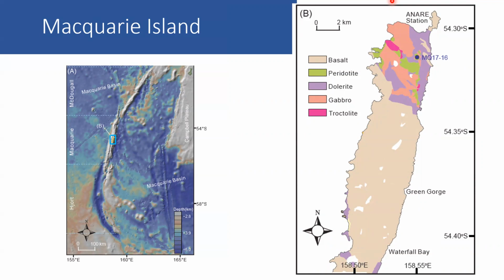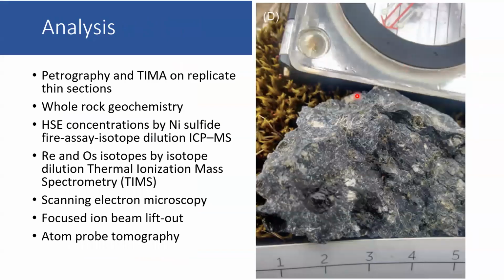It's conveniently tilted so that we have the lower ocean crust towards the north of the island and a load of basalts towards the south, and I collected some peridotites from the north. And I'm going to talk about a sample from the Boot Hill locality. This is what it looks like. It's pretty serpentinized. It's a bit manky looking. You can see it's a harzburgite.